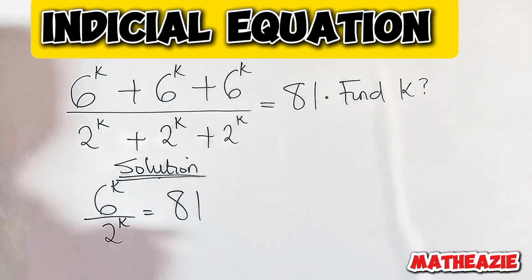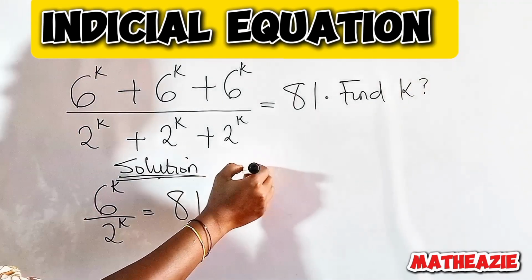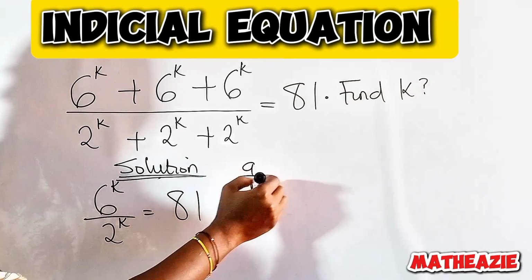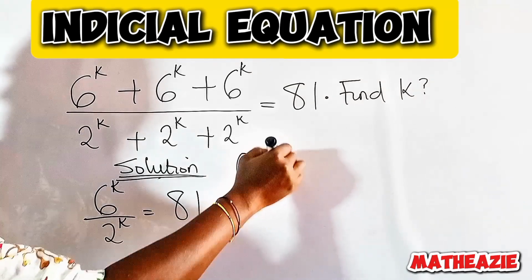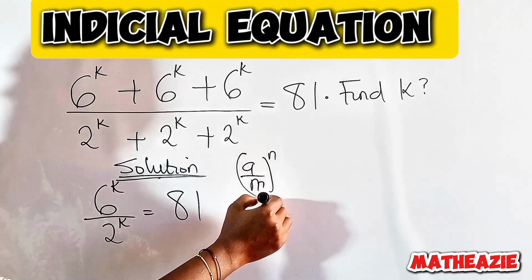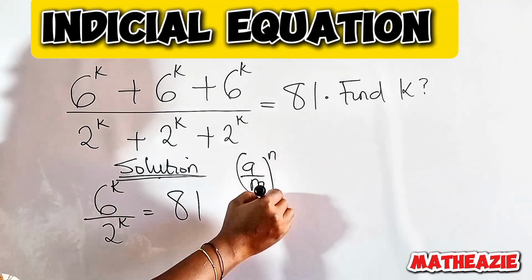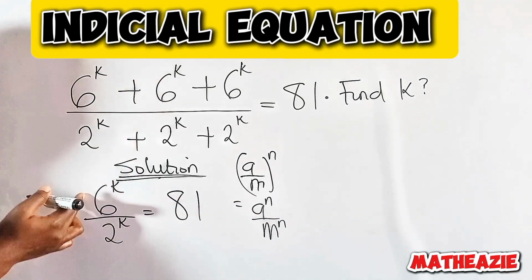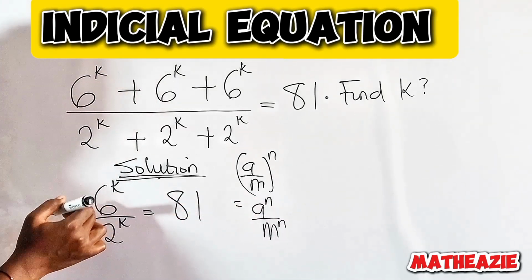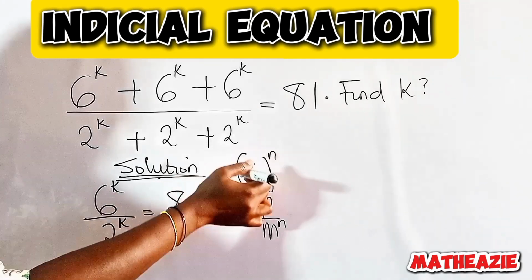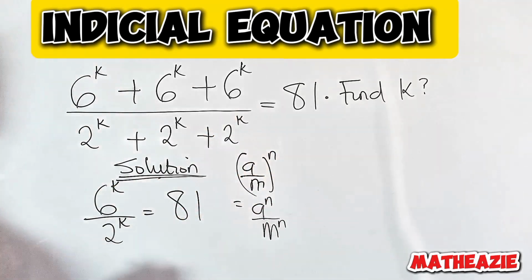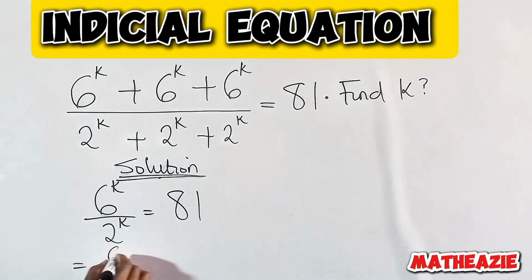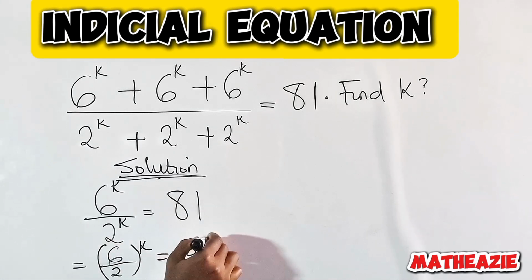Remember in indices, if you have a over m, all raised to the power of n, you can simplify it to be a raised to the power of n all over m raised to the power of n. Since this is expressed in this form, we can also re-express it in the form of a over m all raised to the power of n. So let's do that here. This gives us 6 over 2 all raised to the power of k equals 81.